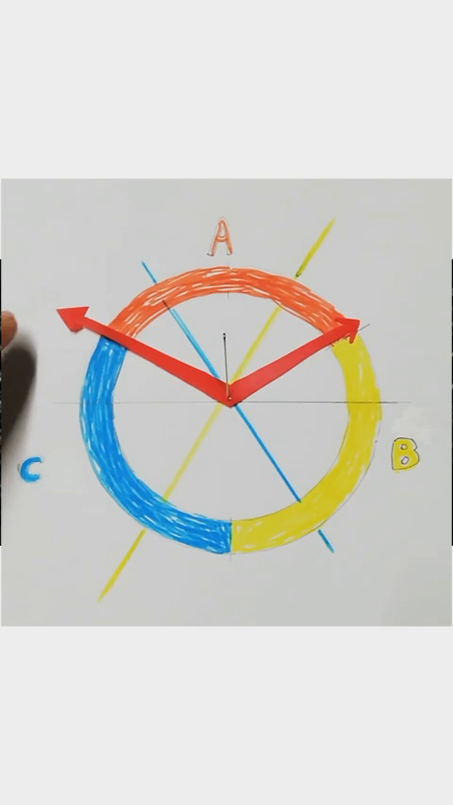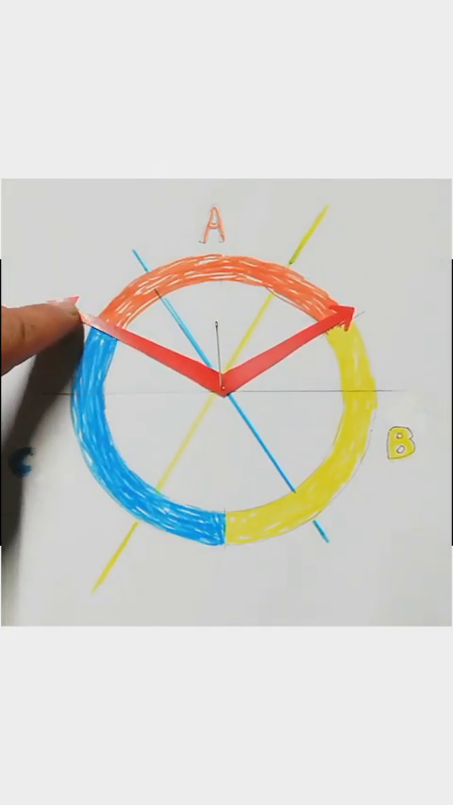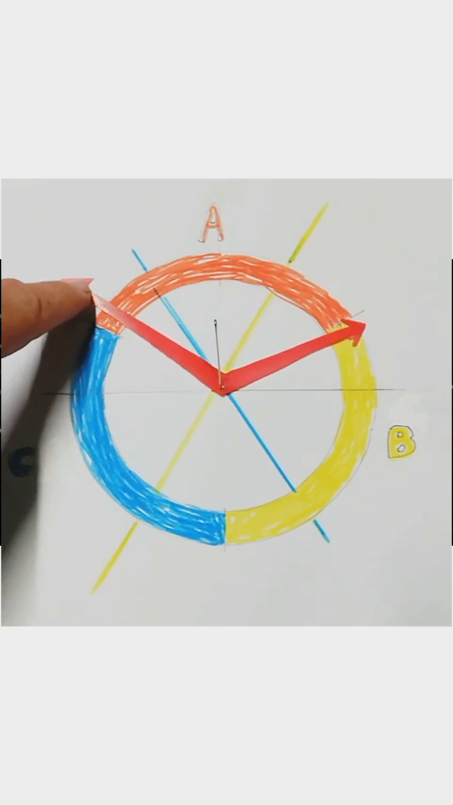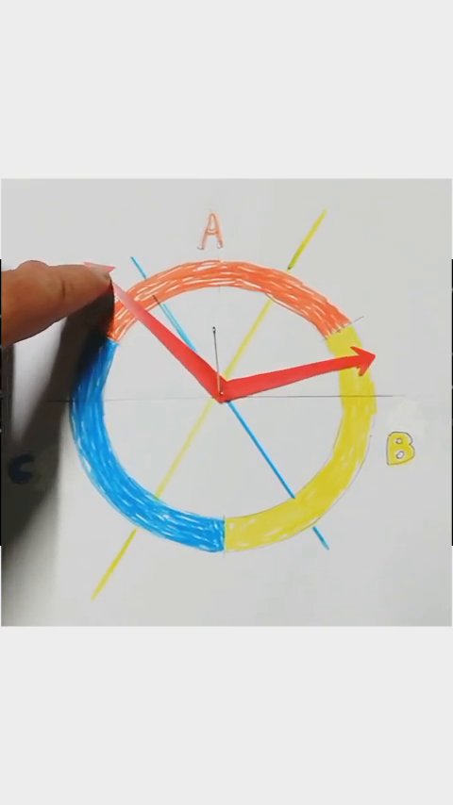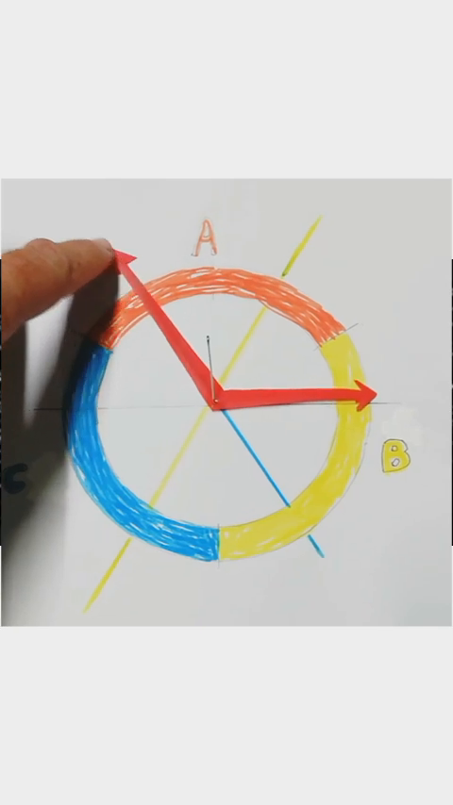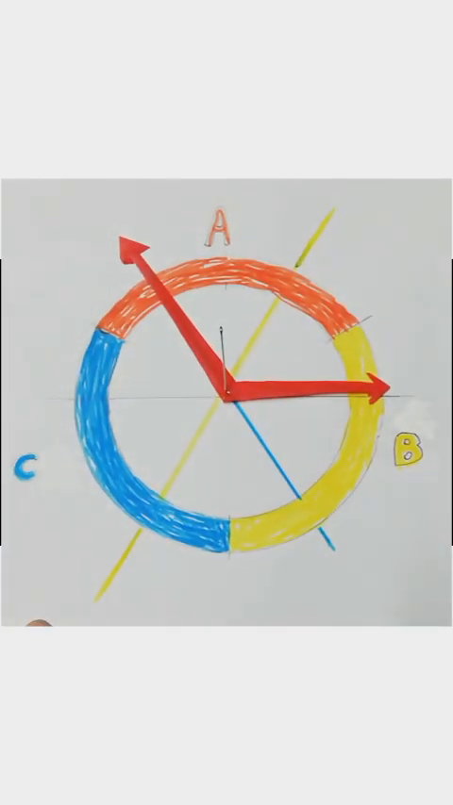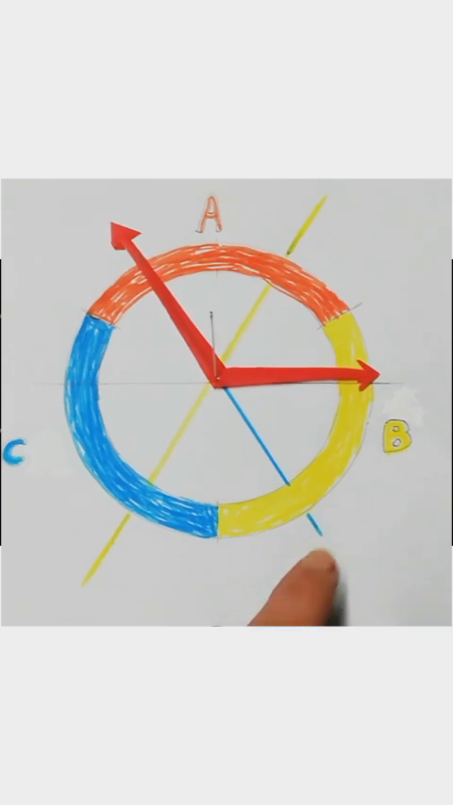So let's use needles which reflect the fact that the two sensors are set at 120 degrees angles from each other in the two machines. And let's take it from the perspective of sensor A and sensor B. And the orange zone in the circle represents the full time range for sensor A, and the yellow zone in the circle represents the full time range for sensor B.